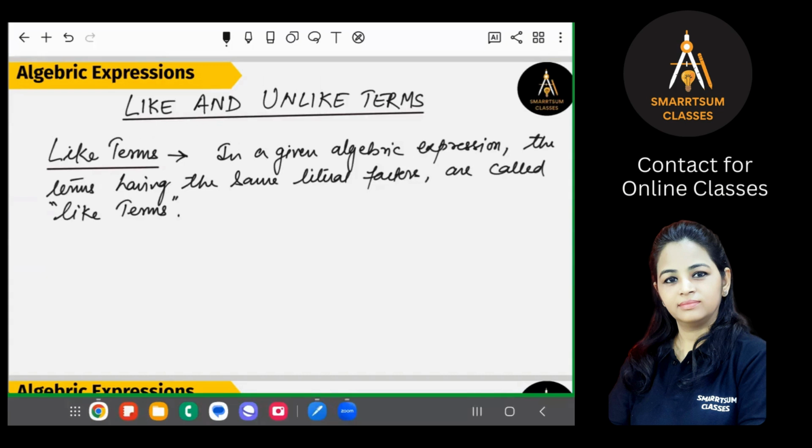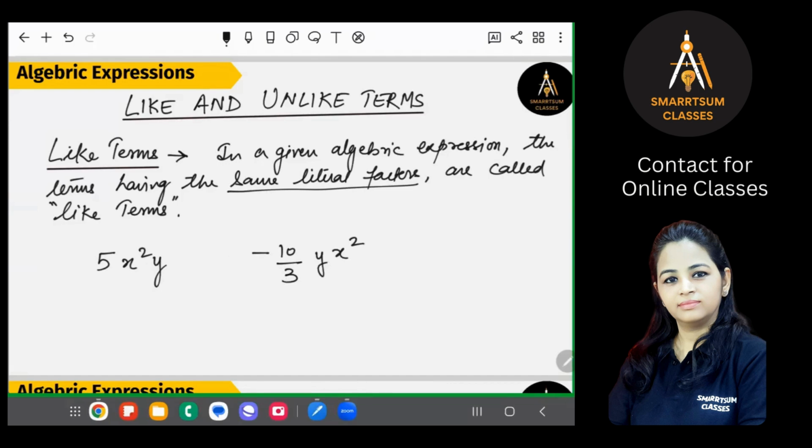So the terms having the same literal factors, right? If the literal factors are same, those terms are called like terms, right? Okay. For example, suppose we are having 5x square y, okay, and minus 10 by 3 yx square, right?